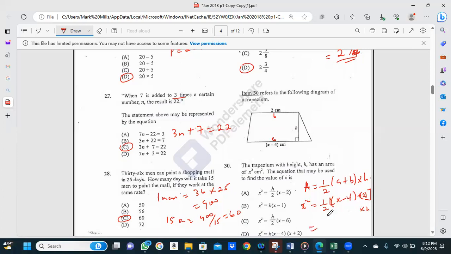When you work this out, you get 1 over 2, then this is x minus 4 plus 2. When you work out this part, that will give you x minus 2, times the h, right? So in other words, the answer is x squared is equal to 1 over 2 bracket x minus 2 times h.